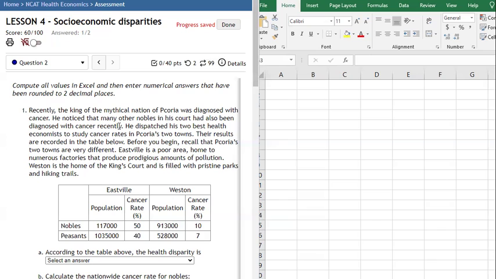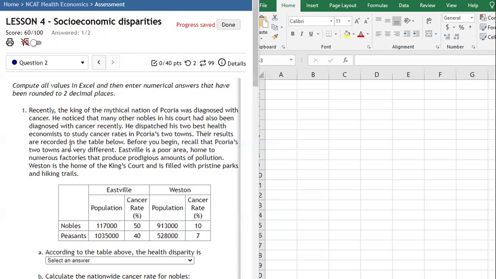Before you begin, recall that this nation has two towns, and those towns are very different. Eastville is a poor area, home to numerous factories that produce incredible amounts of pollution. Weston is the home of the King's Court, and it's filled with pristine parks and hiking trails.